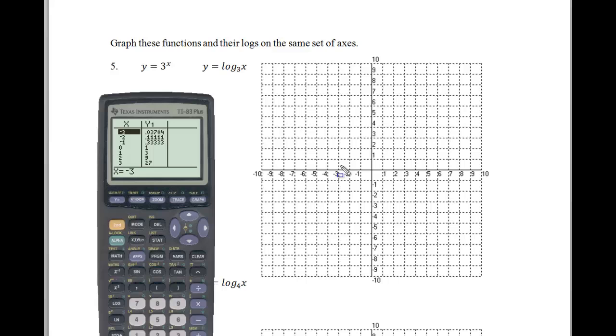So -2 is at 0.11111, so that's a tenth up, which is pretty small. -1 is at 0.33333, so about 33% up. 0 is at 1, and 1's at 3, and then 2's at 9, and then we're off the grid. So this graph is going to be, and I'm going to label this here, so I know on the test, you should label it so you can tell me what you're talking about here. But then what you do to graph the logarithm is you switch the x and y values.